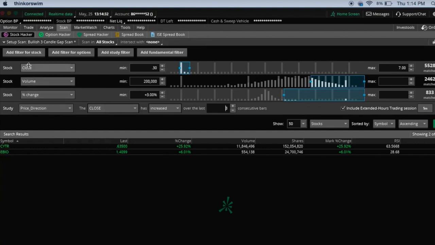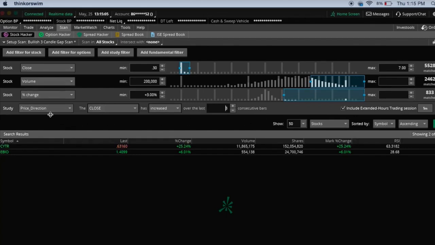So you should have, on your stock scanner, a close, a volume, and percent change. Those are the 3 categories you need. I personally have mine where the close starts at a minimum of 30 cents a share. The max is $7 a share. The volume starts at 200,000 shares, and the max is left at max because I don't want to put a limit on the amount of volume I get in a stock. The percent change starts at least at 3%, and then there's no maximum. I don't want a maximum on the amount of percent gains I can make.